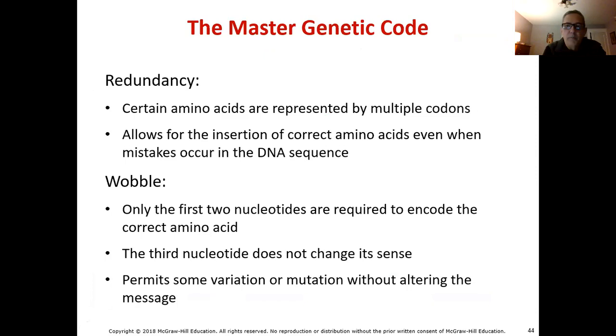Some amino acids are represented by multiple codons. This, as I said before, this redundancy allows for insertion of correct amino acids even when a mistake occurs in the DNA sequence. Only the first two nucleotides are required to encode the correct amino acids. The third one does not change the sense of which amino acid. So this permits some variation or mutation without altering the message.